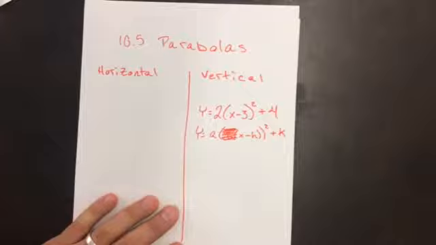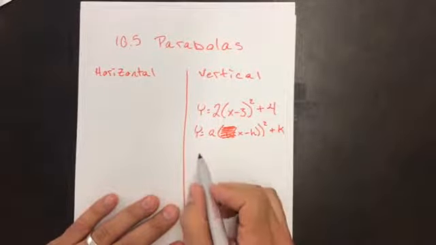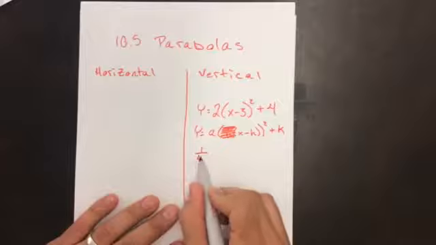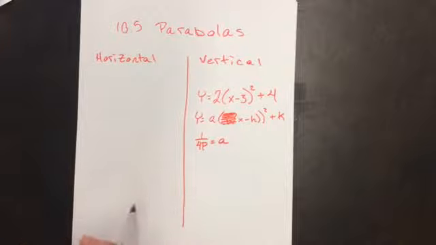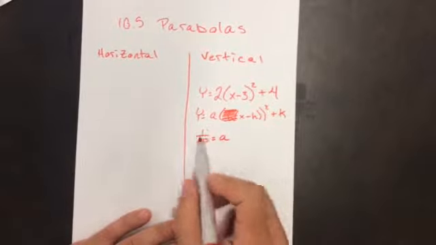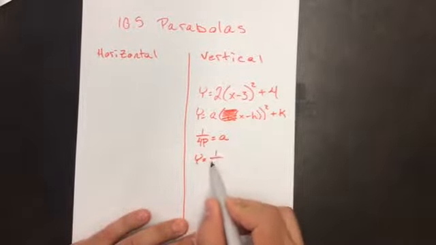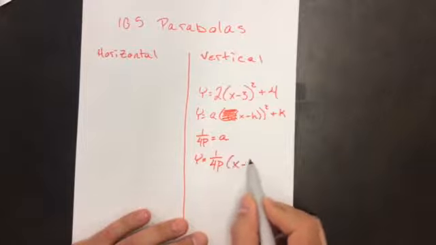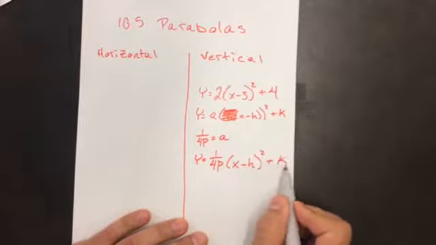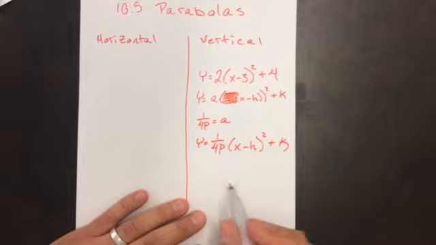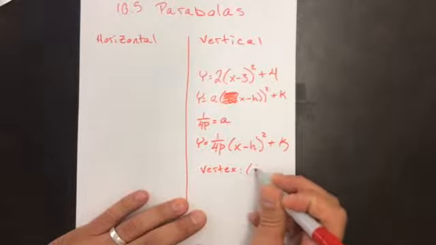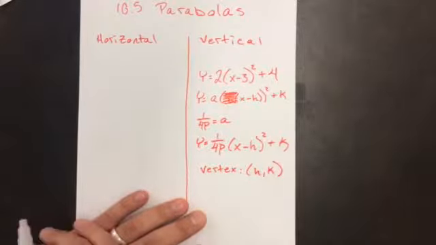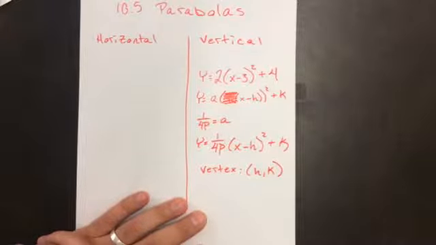And we're actually going to be calling the a value something different. When you see the a value, we're going to call it 1 over 4p. I'll explain that a little bit more when it comes up. Whatever you thought of as a before is now 1 over 4p. In this form, it tells us the vertex of the parabola. Our vertex is going to be at (h, k), which we already did before. And then the p value is going to help us find the focus.